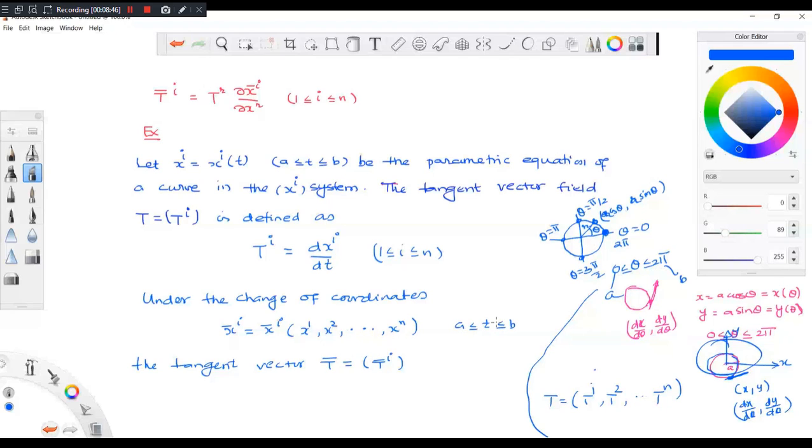That's the thing. So here in the x i system, the tangent vector field is T, and in the x bar coordinate system, the tangent vector field is T bar. Its components are given by T bar i, that is T bar 1, T bar 2, etc. So this takes the form.